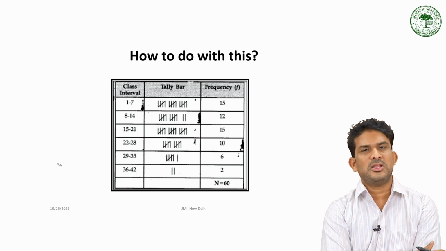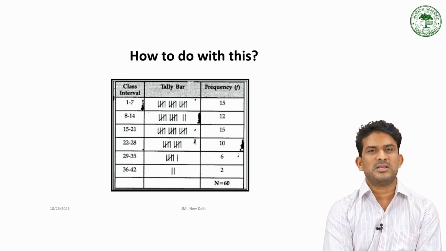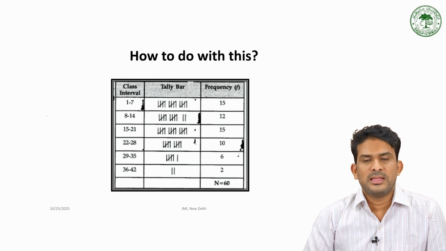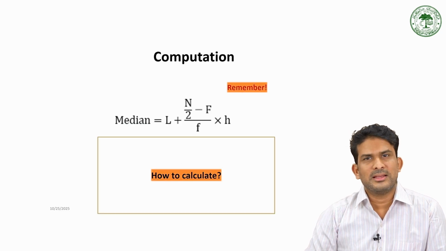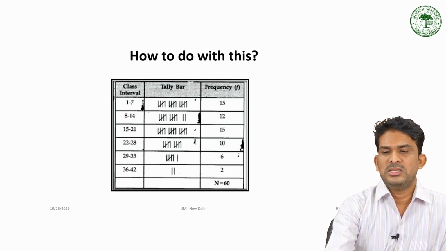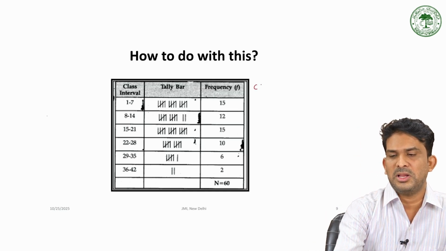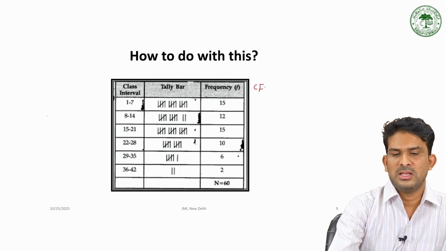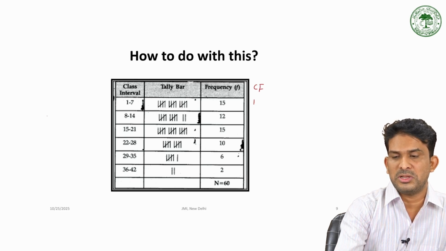This is not a concern, you must have learnt in the previous classes. See how to calculate median. Again, L plus n by 2 minus cumulative frequency upon frequency into h. We have all things here. I just have to find and identify the cumulative frequency. What is the first class cumulative frequency?